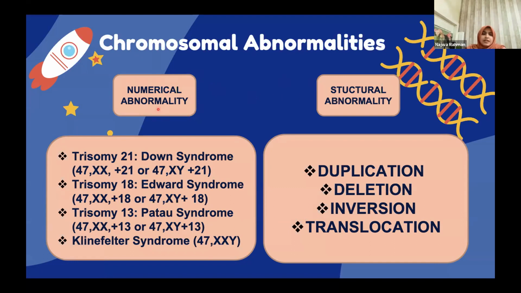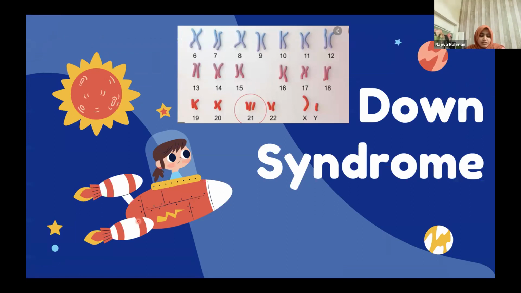In numerical abnormalities, we have two categories, which are aneuploidy and polyploidy. However, our interest for today is aneuploidy, as all of these diseases, all of these syndromes, are categorized under aneuploidy. Aneuploidy is a condition in which a person has one or a few chromosomes above or below the normal chromosome number. The first one that we are going to discuss today is Down syndrome.